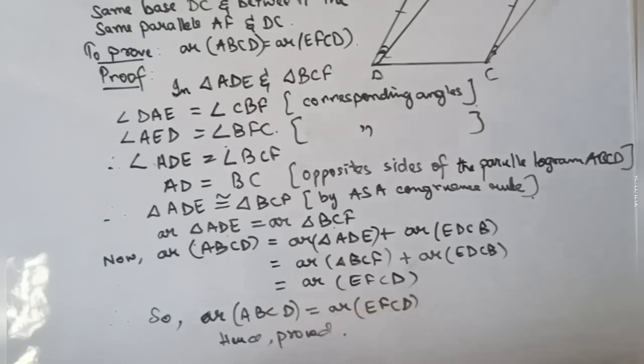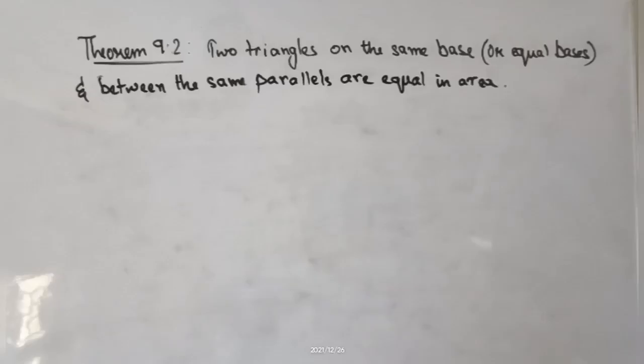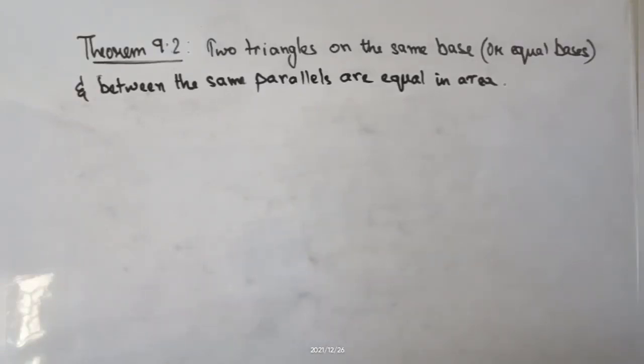Hence proof. So theorem 9.1 says parallelograms on the same base and between the same parallels are equal in area. Next is theorem 9.2. Theorem 9.2 says two triangles on the same base or equal bases and between the same parallels are equal in area. Let us try to understand this theorem.